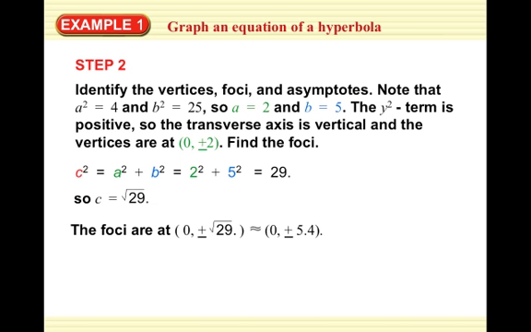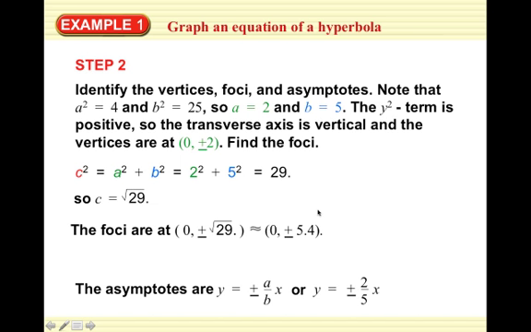Just if you recognize, and you need to recognize, that the square root of 29 is between the square root of 25 and the square root of 36. So it's between 5 and 6. So as long as your foci are between 5 and 6 units away, you're good to go. So the asymptotes are at y equals plus or minus a over b x. So y equals plus or minus 2 over 5 x.